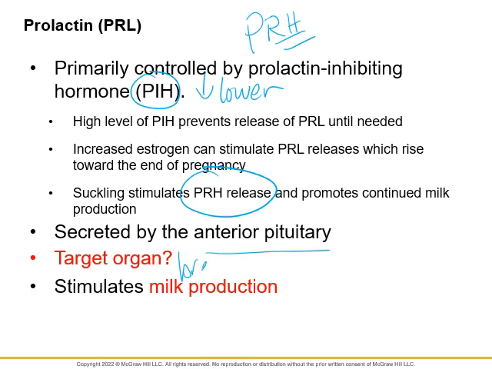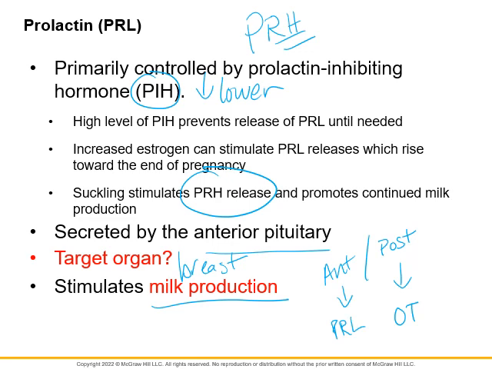What's the target organ? Hopefully we know this is breast tissue, and what does it do? It stimulates milk production. Go back and review the fact that we need two hormones in order to make sure that milk production continues. So with the posterior pituitary, we have oxytocin, which is the letdown of the milk. And with the anterior pituitary, we have the prolactin, which actually creates the milk. So you need both of these working in order for milk production to continue.